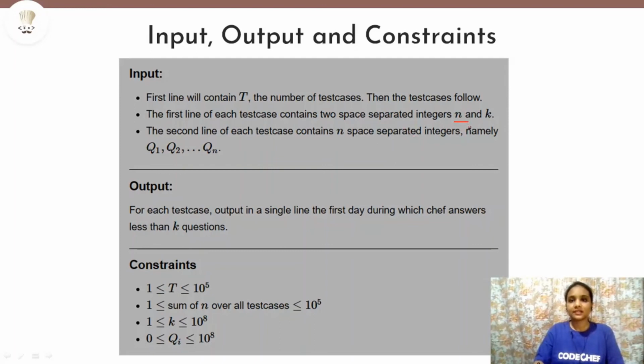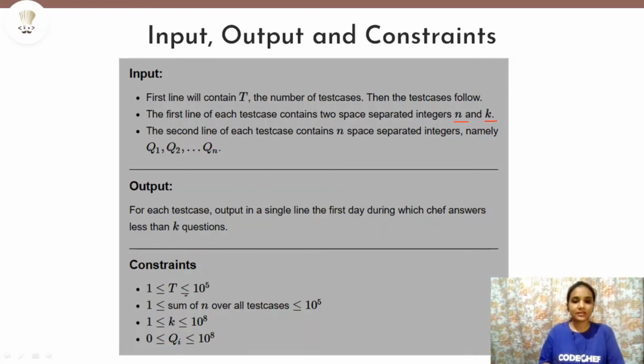N represents the number of days when chef is receiving new queries, and k represents the maximum queries that chef can answer on each day. And the second line of the test case will be n space separated integers that represent the number of queries chef is receiving on each day. And the output will be a single line, that is the first day during which chef can answer less than k questions. And what are the constraints?